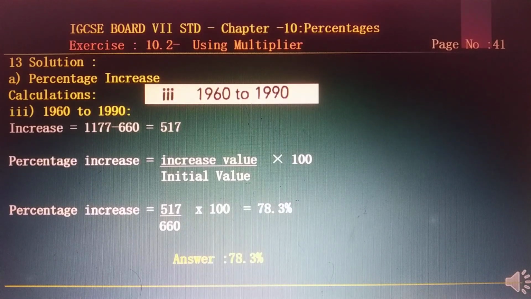The same way, question number 3, 1960 to 1990, we are getting the final result 78.3%. The initial value is 517, and the increase is calculated upon the initial value 517. Final result we are getting 78.3%.